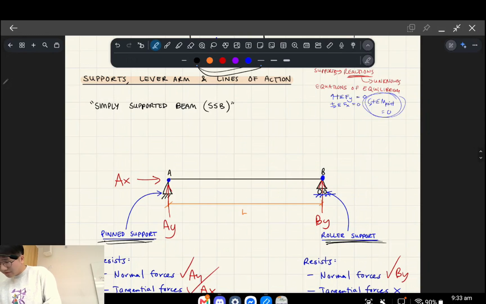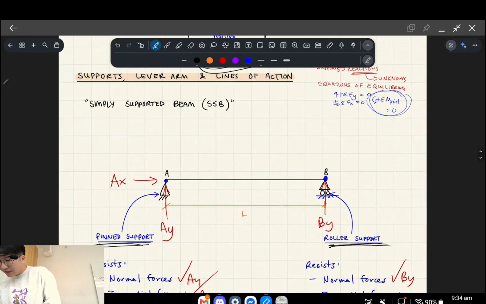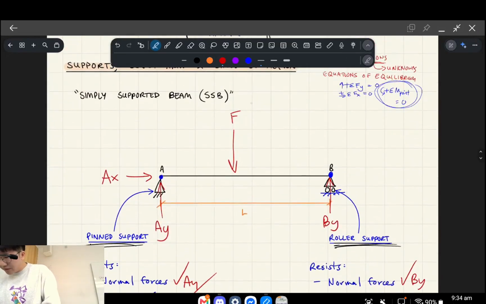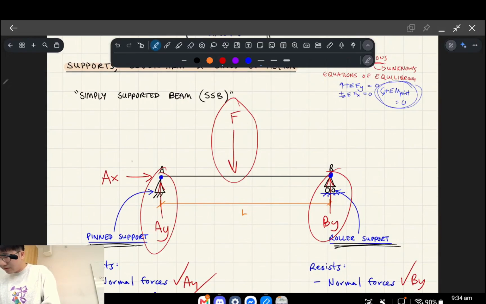So you've got the simply supported beam, and let's say that we're going to put a point load on it. This is some kind of external force that's vertical, and this will basically induce reactions. We won't really do the horizontal one. The external force is what induces the reactions at the supports.